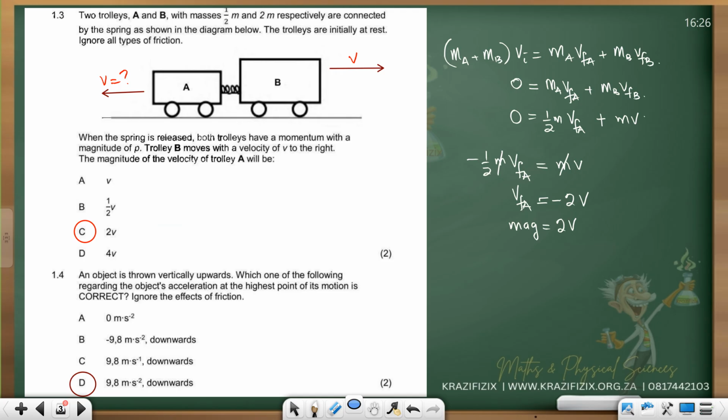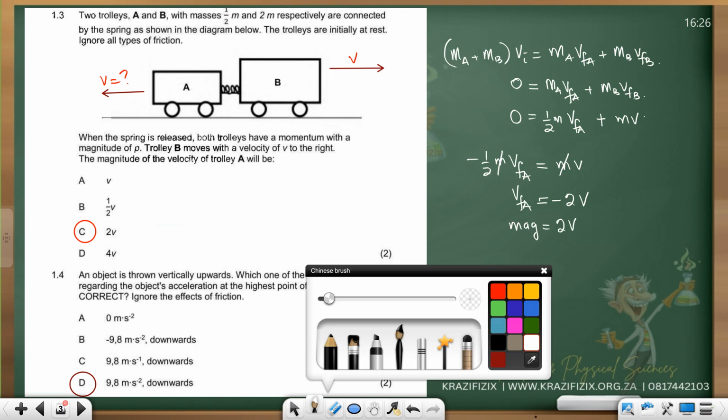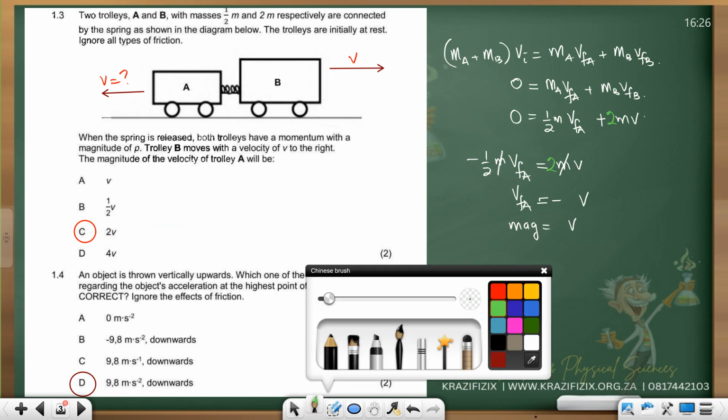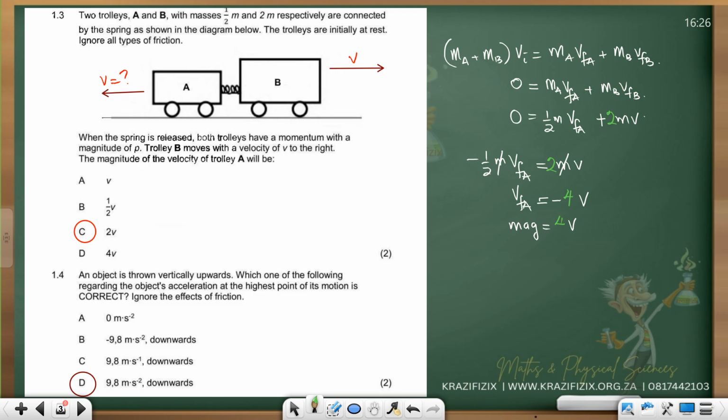No, wait, guys, there's an error here. It's 2M, 1.3. I'm just seeing something now. It is half M and 2M. Sorry, it is half M and 2M. All right, 2MV. Multiply that by 2, that should actually be 4. I just went up now and I saw that. So that's 4. But you get the whole idea, right? 4V. So it should be D, because they said the mass of B is 2M. I wrote M.